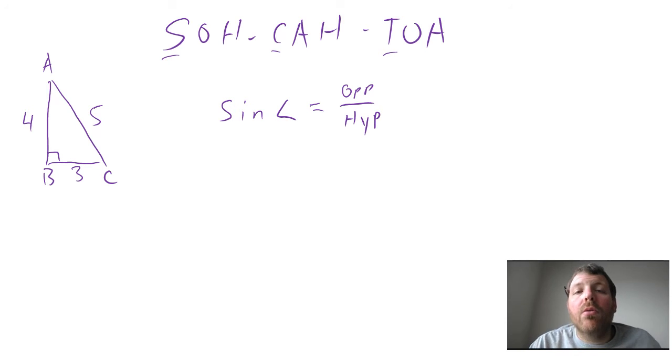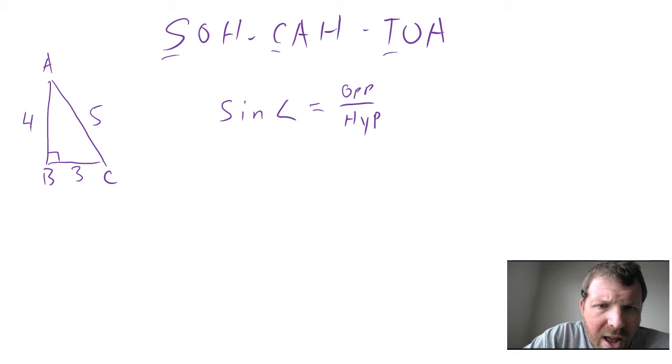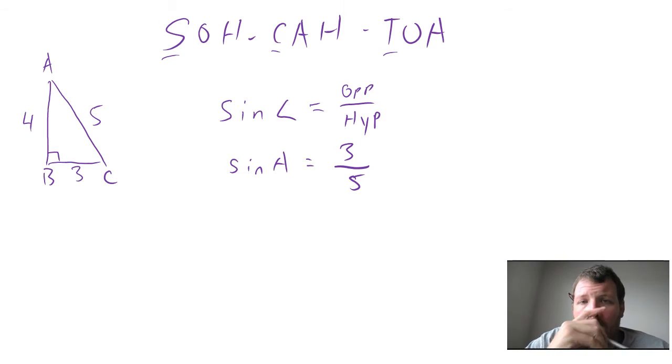Okay? So let me give you an example. If we look over here and we do the sine of A, so sine of angle A, that's going to be equal to whatever the opposite of angle A is, which is 3, over its hypotenuse, which is 5. Okay? And so the ratio is 3 over 5.